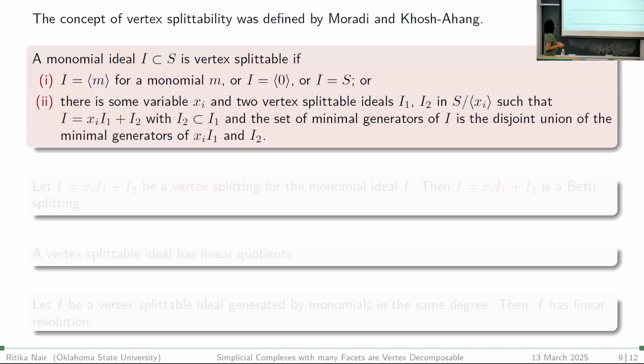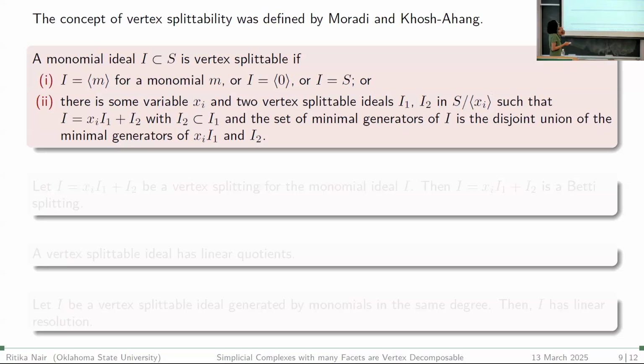So vertex splittability is defined as follows. A monomial ideal is said to be vertex splittable if either it is generated by just a monomial, or it's the whole polynomial ring S, or it's just the zero ideal. Otherwise, the recursive definition is this. Instead of shedding vertex there, the term used is a splitting vertex here. Basically, both are the same.